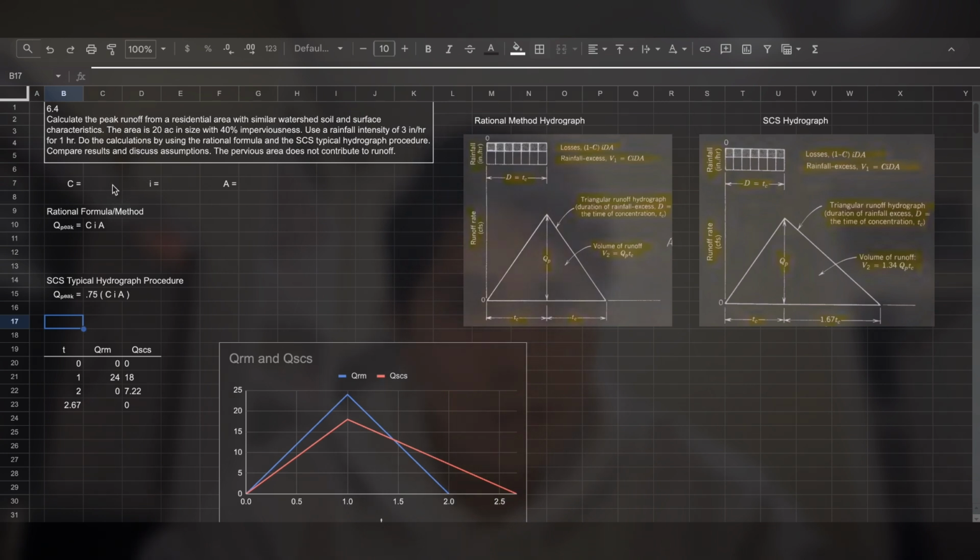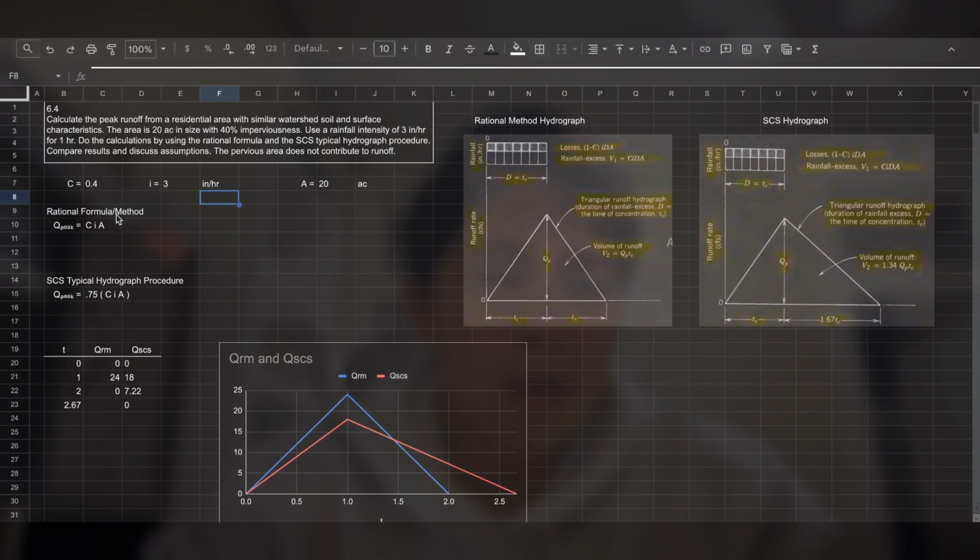So we have some information here, and we are given that the 40% is impervious, which in other words means it's talking about a runoff coefficient. So that will be 0.4. Our intensity is 3 inches per hour, and our area given is 20 acres. And this is inches per hour.